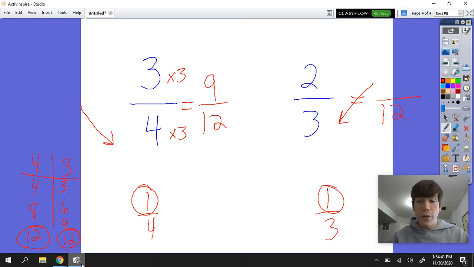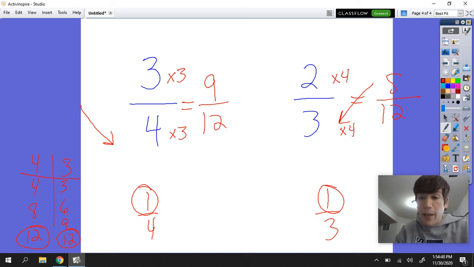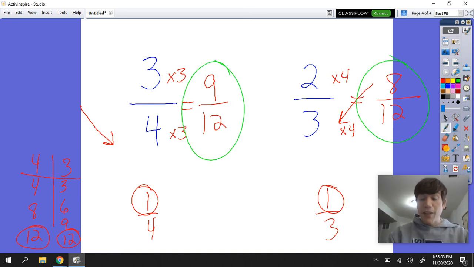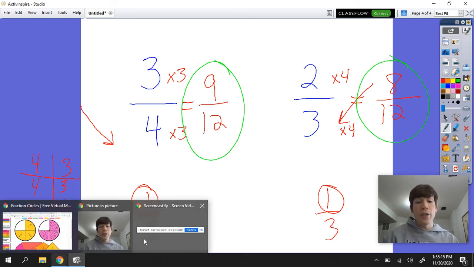In the same way, you can do the same to 2/3. 3 times what is 12? Well, that's going to be times 4. 2 times 4 gives me 8/12. And I promise, and you can check me on it if you don't think so, that 2/3 is the same as 8/12. Now, what we've done here, again, is we've made it easier to compare. Now we can easily see that 9/12 is bigger than 8/12. Therefore, 3/4 must be bigger than 2/3. So common denominators can be a really helpful way to compare two fractions to see which fraction is larger.